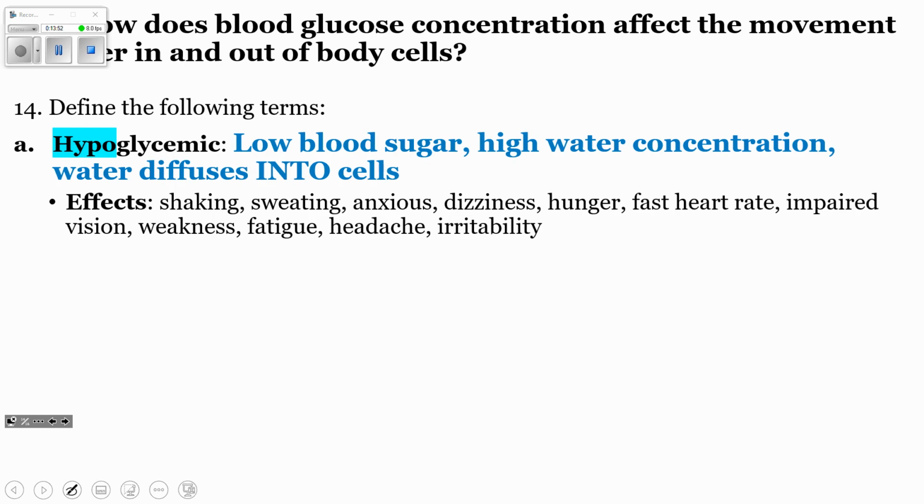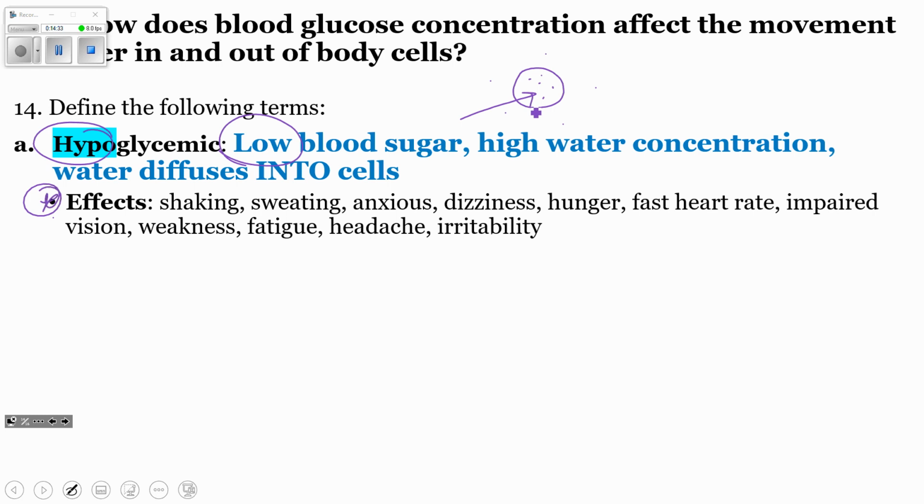First up, we have hypoglycemia. You definitely need to know the effects for our final, so make sure that you review that. Hypo, I always think low blood sugar. And again, that's what's surrounding the cell. So if we were to have an example of a cell, there would be a certain number of glucose molecules on the inside, and then there'd be a certain amount of glucose molecules on the outside. What you'll notice is that the number of glucose molecules on the outside is much less than the number of glucose molecules on the inside. So therefore, the outside is considered high water concentration. Water, in this case, would diffuse into the cell.